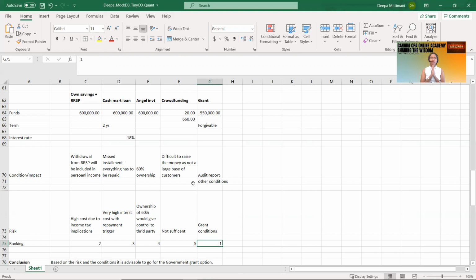Wherever you are having a qualitative type of discussion, pros and cons, always do it in your memo. Don't do it in Excel. The markers would not prefer that as a preferred method of doing an analysis.